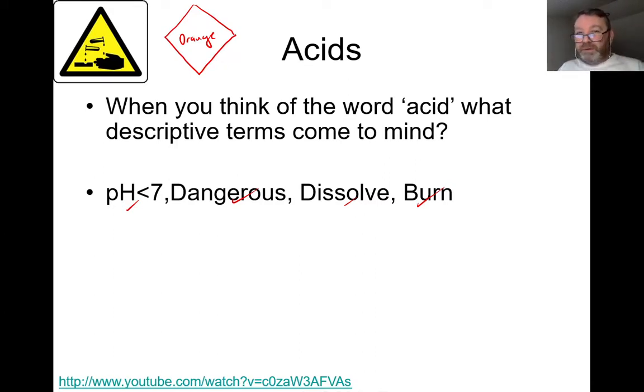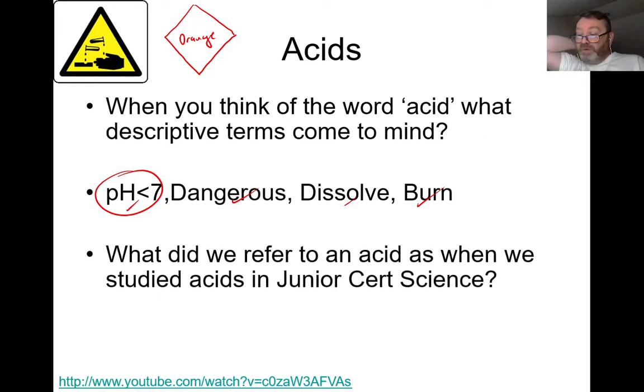So we're going to stick with the section of the pH scale that runs from 0 to 14. So 7 is slap bang in the middle. Anything below that is acidic in nature. Okay, that's one thing you've got to remember. Also, when we talked about an acid in Junior Cert, you had a definition. An acid was any substance, if you can remember, that had a sour taste.